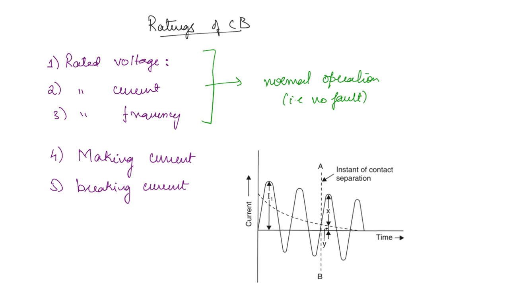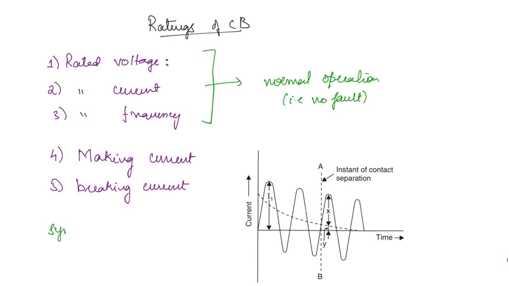Now the breaking value is taken as the RMS value. There are two kinds of breaking current. One is the symmetric breaking current and the other is the asymmetric breaking current. Symmetric breaking current only includes this oscillating part. So X by root 2 will be the symmetric breaking current. What about asymmetric breaking current? It is going to be the effective RMS of this X and Y.